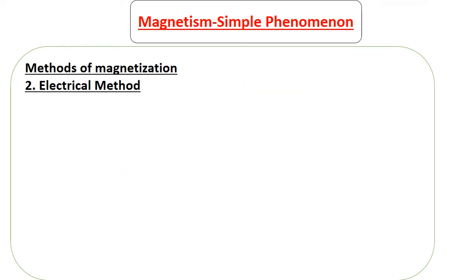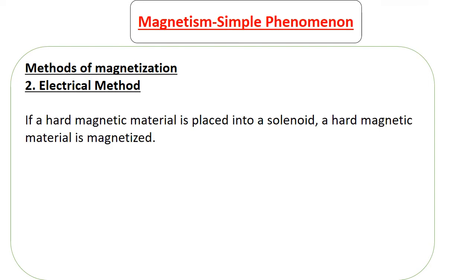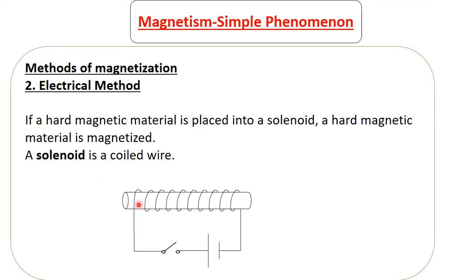Then the second method is the electrical method. If a hard magnetic material is placed into a solenoid, it is magnetized. The question is, what is a solenoid? A solenoid is just a coiled wire. You get a piece of wire, then you make a coil, and you have a solenoid. For example, this coil here is a solenoid.